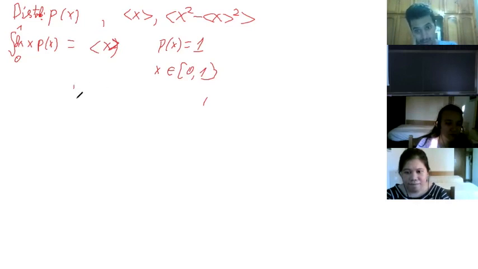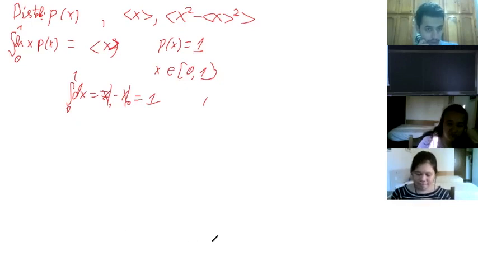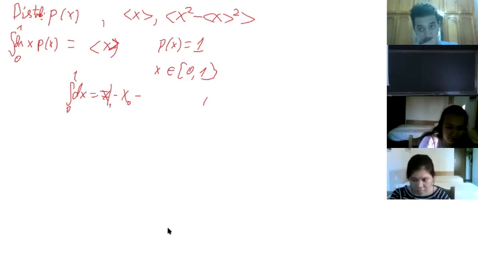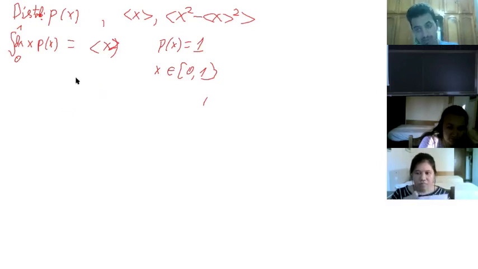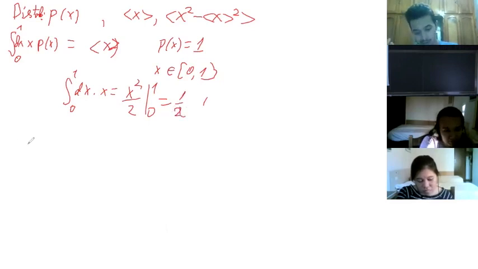By the way, let me check if I normalize it well. So this is X evaluated at 1 minus X evaluated at 0. And it is 1, right? So it is normalized. I just did it as a self-check. Now we have dx times x from 0 to 1. This is equal to x squared over 2, evaluated between 0 and 1. And this is 1/2. Okay, so now I said that Gaussian has a standard deviation.